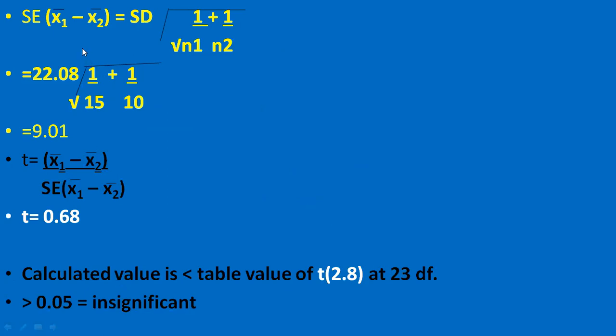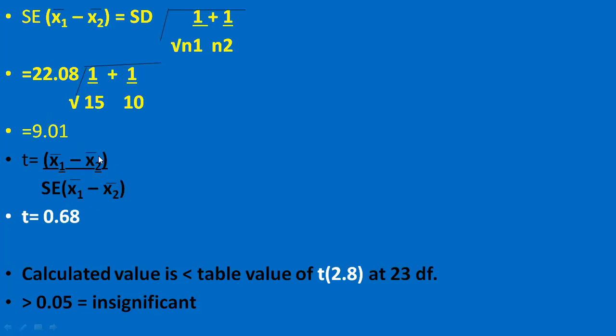So standard error of difference between two means is equal to standard deviation into square root of 1 by n1 plus 1 by n2. It is not the square root of only one term, it is already under the square root. So it is 1 by n1 plus 1 by n2. So we put in the values, then calculate. So standard error is 9.01.